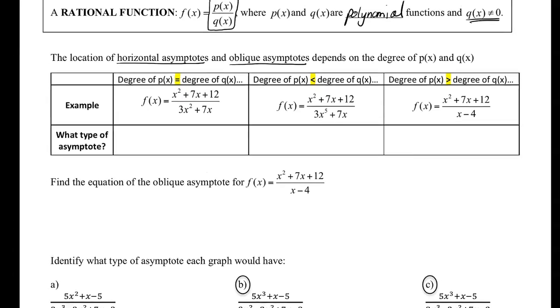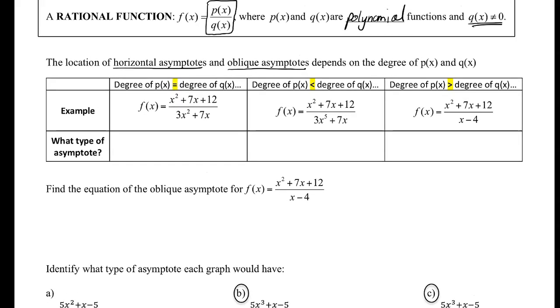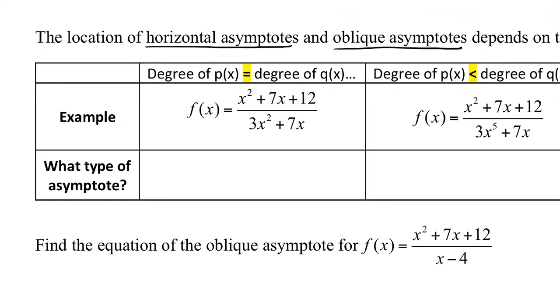Those depend on the degree of p of x and q of x. So the degree, you might remember, is the monomial term with the highest exponent. That would be the highest degree. So in our first example, focus way over here, if the degree is the same for the top polynomial and the bottom polynomial, so this is what we're talking about, this degree right here, those twos are exactly the same, right? 2 is equal to 2.